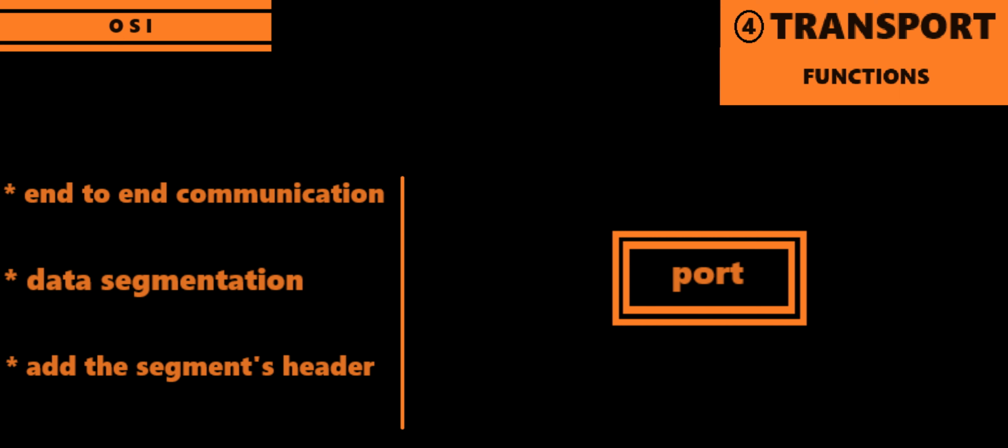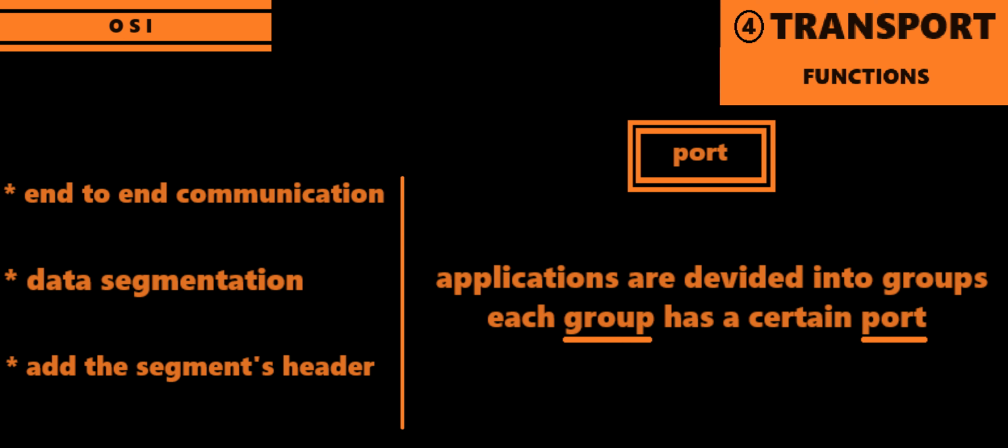Also, one of the transport layer functions is to place the segment header on the message. The segment header contains many components. The most important one, and the one that we will discuss, is the port. Different applications and services are placed in so many groups. Each one of those groups has its own identifier that we call the port.